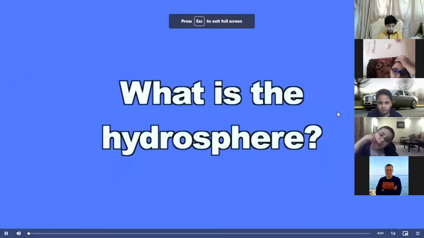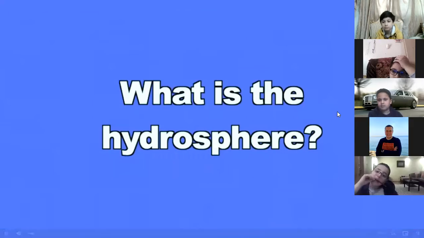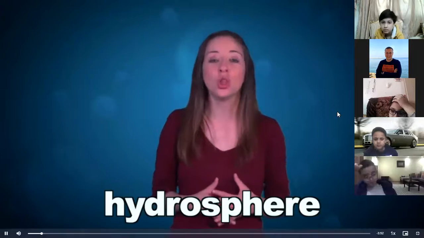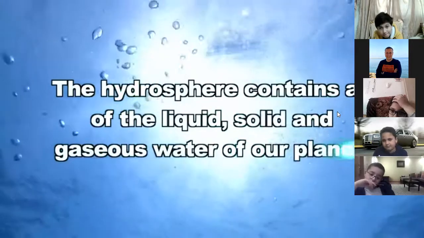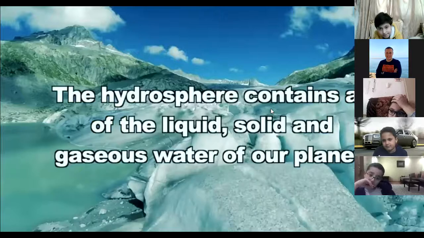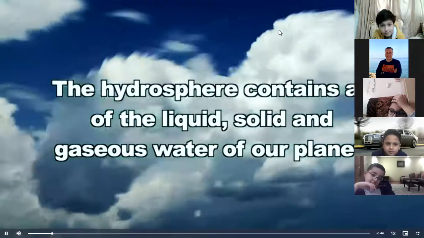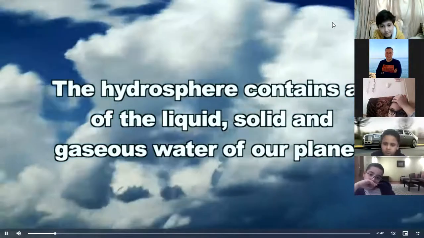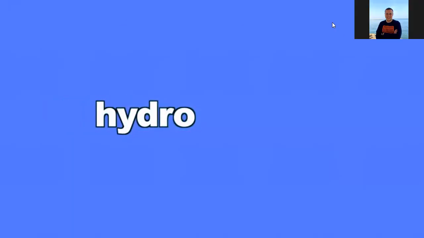What is the hydrosphere? Another of Earth's spheres is the hydrosphere. The hydrosphere consists of all of the Earth's water in all of its forms. This means that the hydrosphere contains all of the liquid, solid, and gaseous water of our planet. When we think of the word hydrosphere, we can see that it begins with the prefix hydro, which comes from the Greek word that means water.